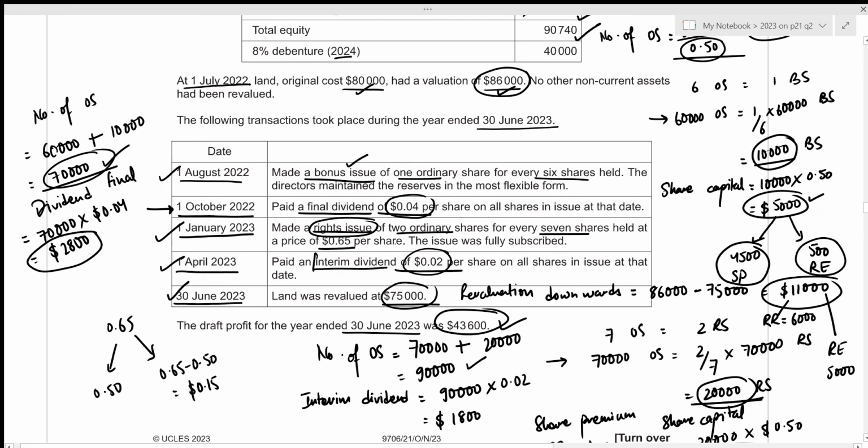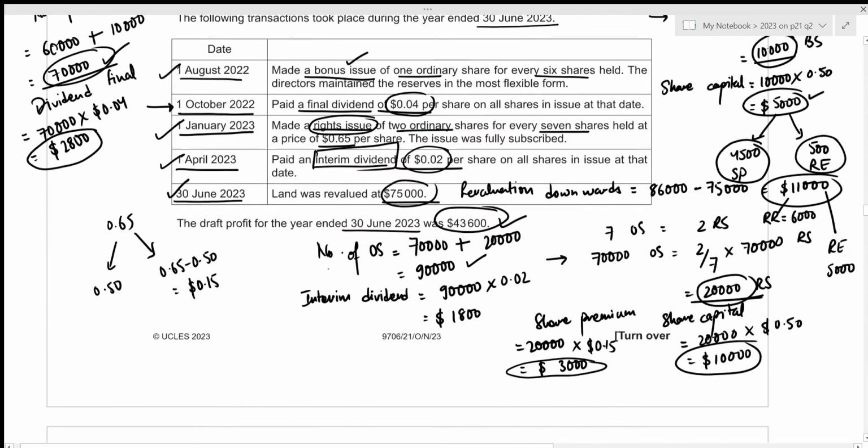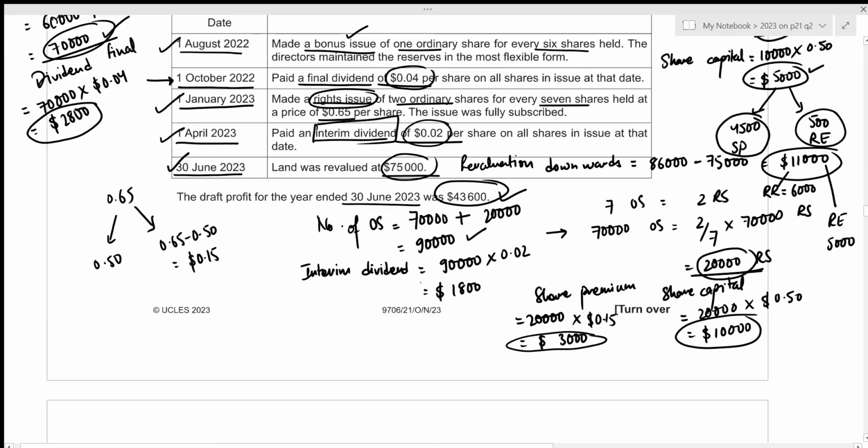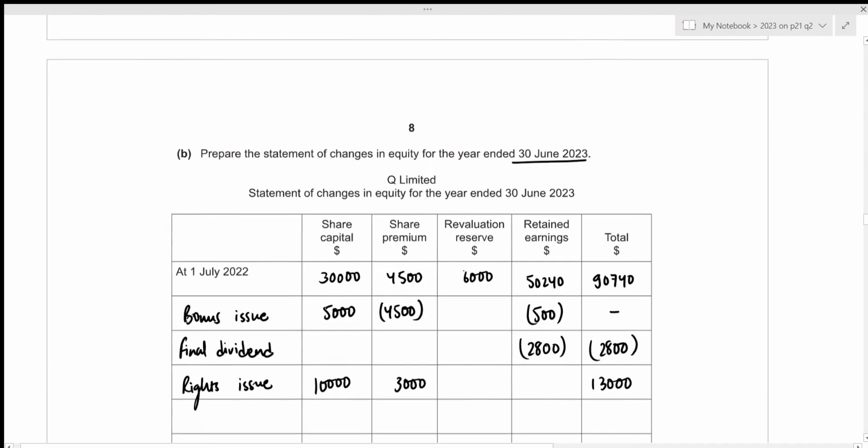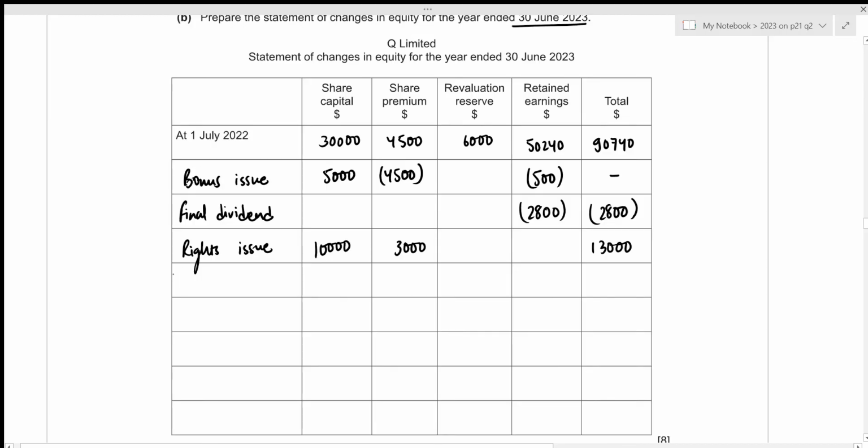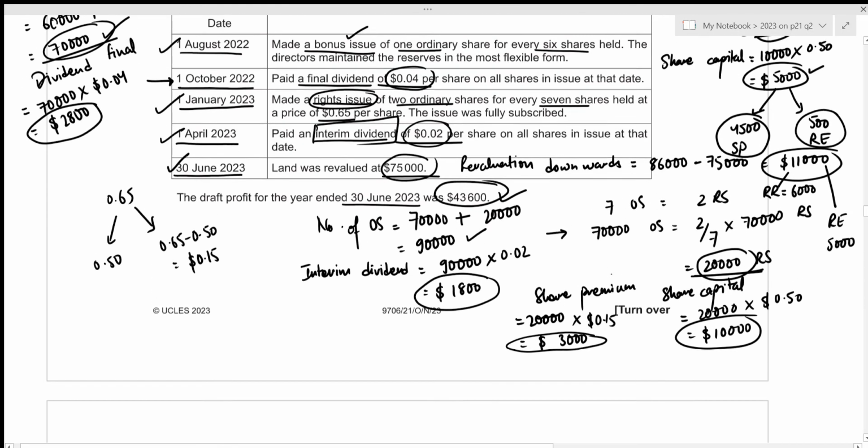Then the fourth one is the interim dividend. And we've already calculated the dividend amount to be 1,800. And always remember that dividends will have to be subtracted from our retained earnings column. Let's write it down. So that will be interim dividend of 1,800, and the total is going to be the same. That's all for the fourth transaction.